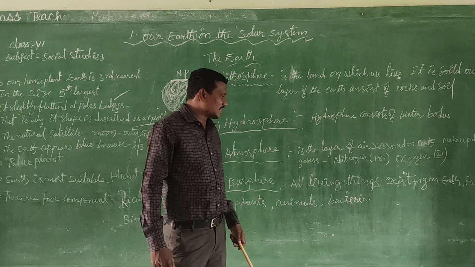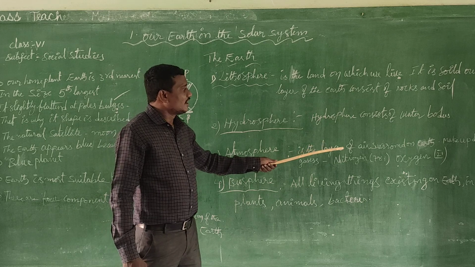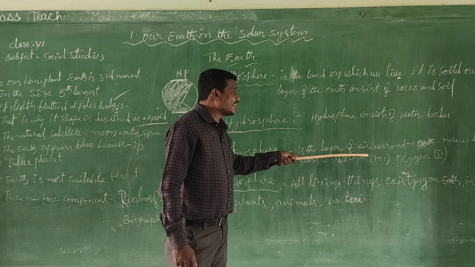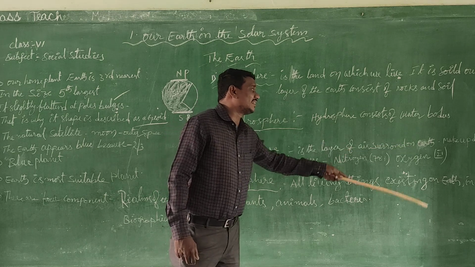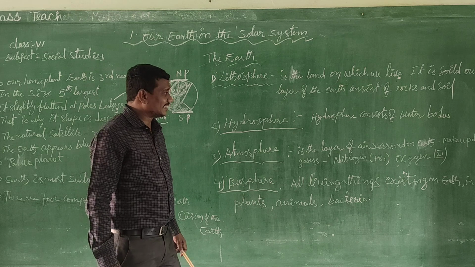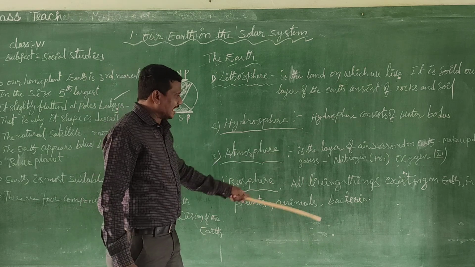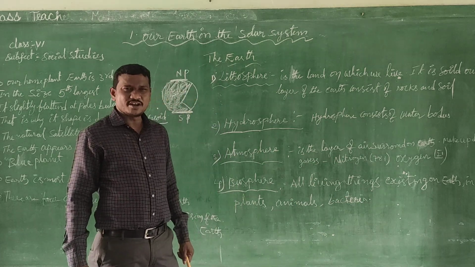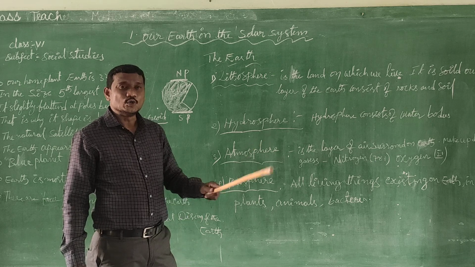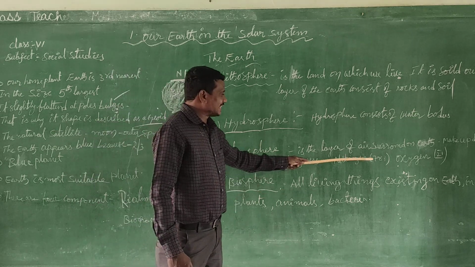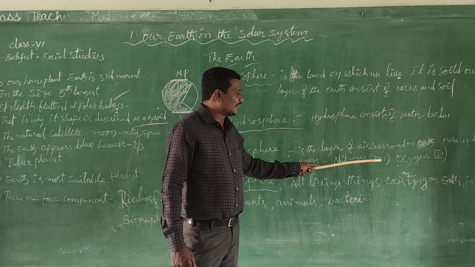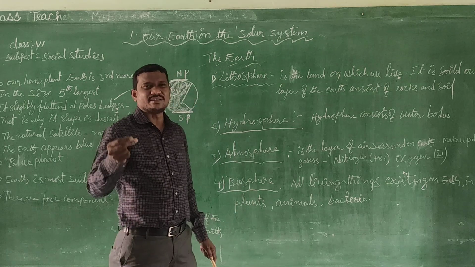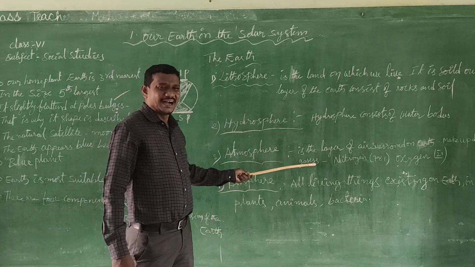You see children, atmosphere means it's a layer. It is the layer of air surrounding the earth. It is made up of different gases like nitrogen, oxygen, carbon dioxide, helium, neon, argon and ozone. But here, nitrogen is 78% in the atmosphere. Oxygen is 21%. Remaining gases are a very small percentage in the atmosphere.